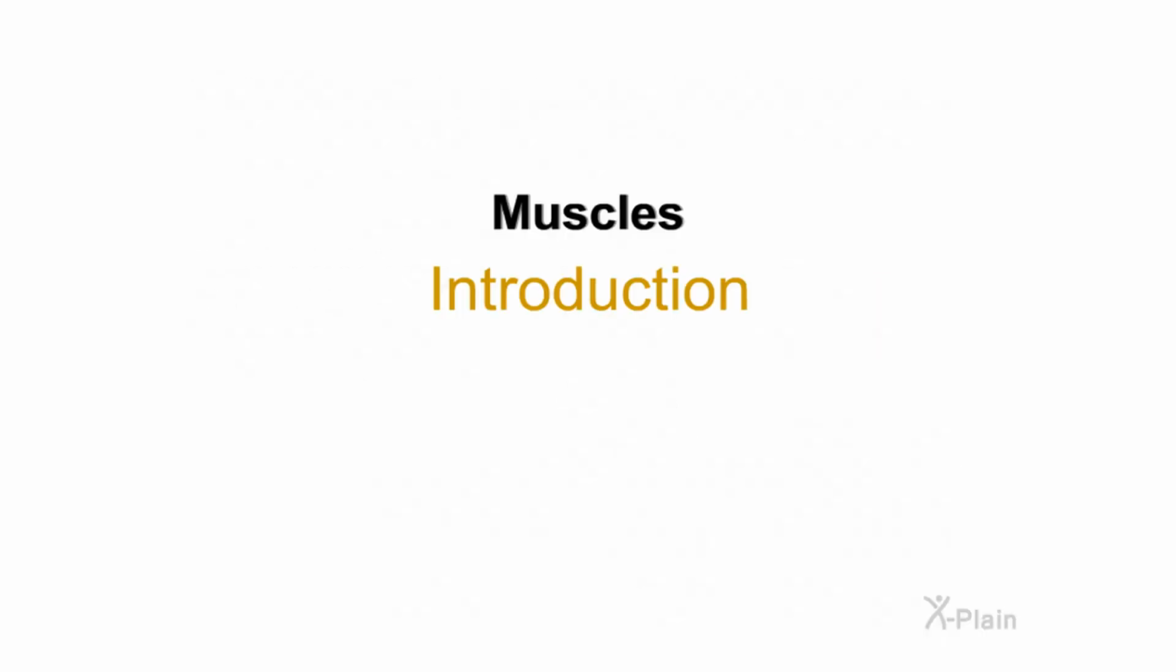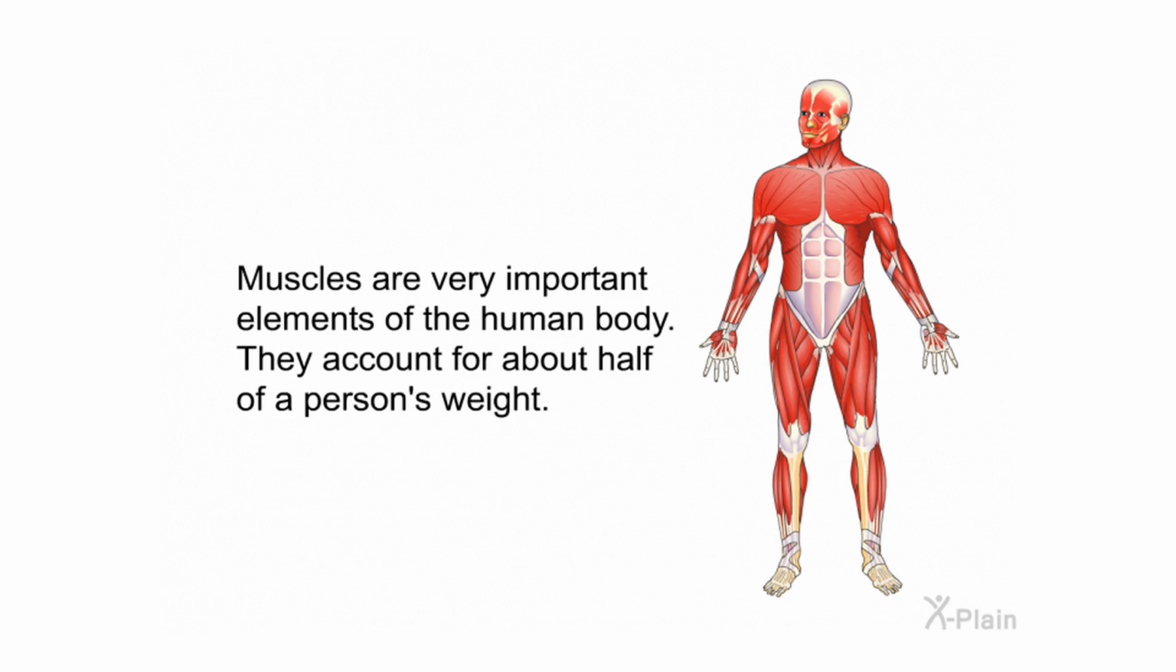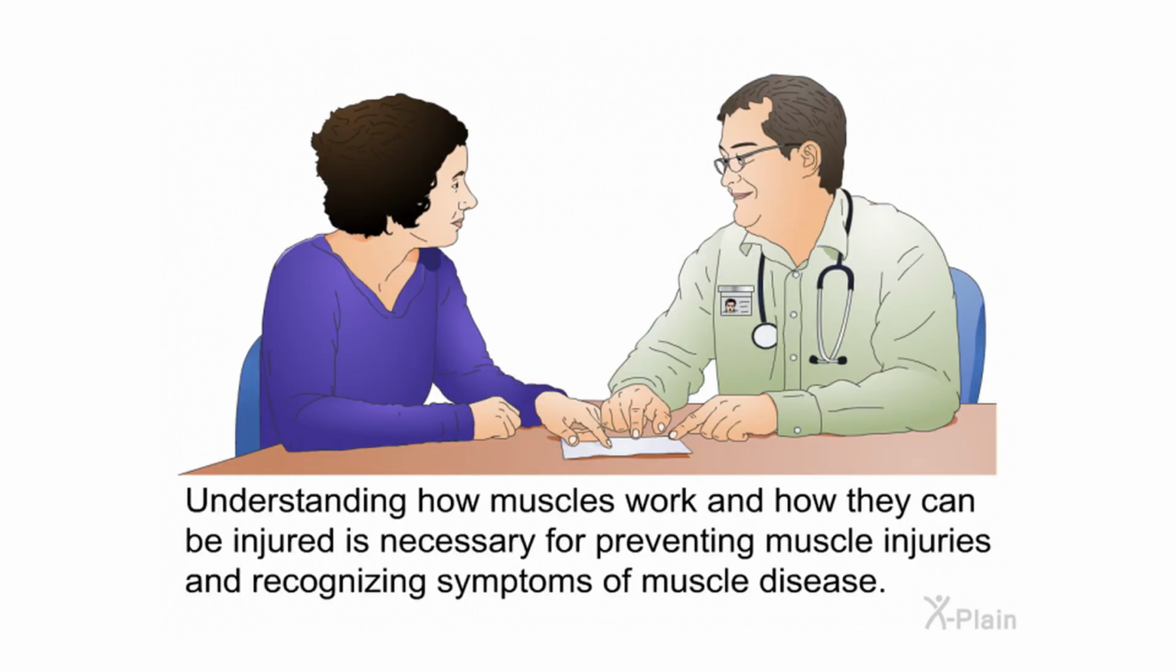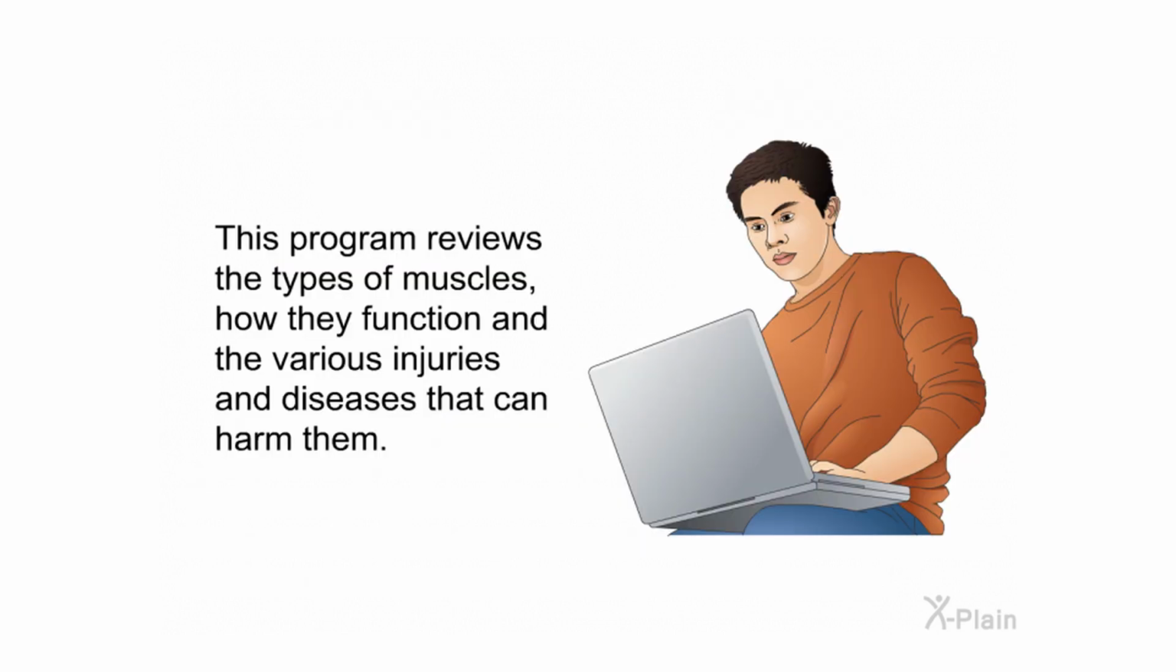Muscles. Introduction. Muscles are very important elements of the human body. They account for about half of a person's weight. Understanding how muscles work and how they can be injured is necessary for preventing muscle injuries and recognizing symptoms of muscle disease. This program reviews the types of muscles, how they function, and the various injuries and diseases that can harm them.